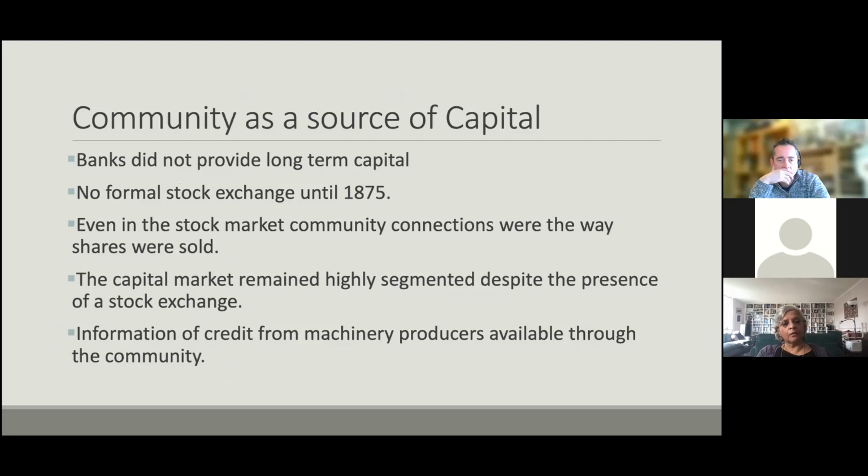So let's think of the community as a source of capital. At this time, the banks did not provide long-term capital. They only provided short-term capital for trade. There was no formal stock exchange until 1875, but even when the stock exchange was set up, the community connections were the main mechanism through which stocks were sold to investors. The capital market remained highly segmented despite the presence of the stock exchange.